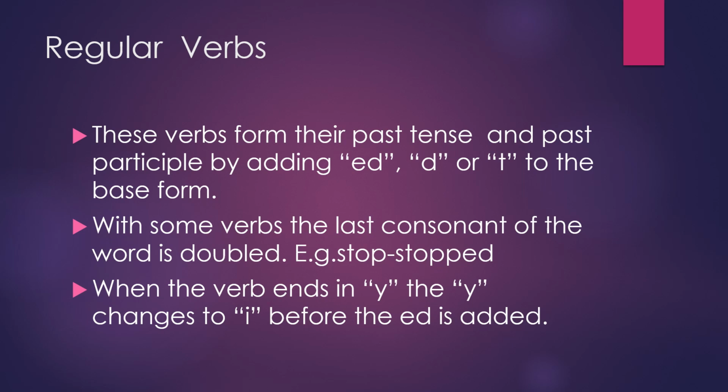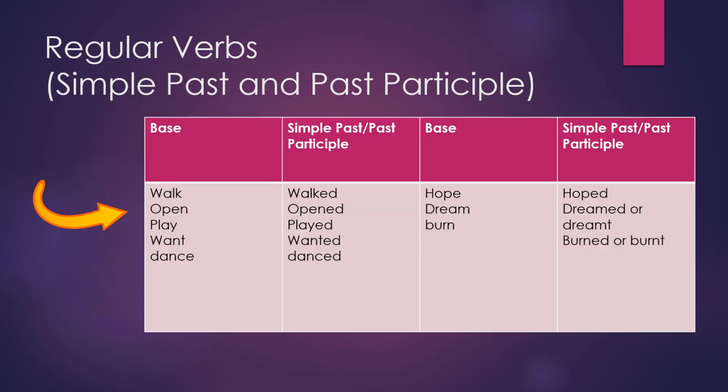Now, when the verb ends in Y, the Y changes to I before the ed is added. And that is for regular. Let's look at these examples. Walk becomes walked. Open becomes opened. Play becomes played. All right.